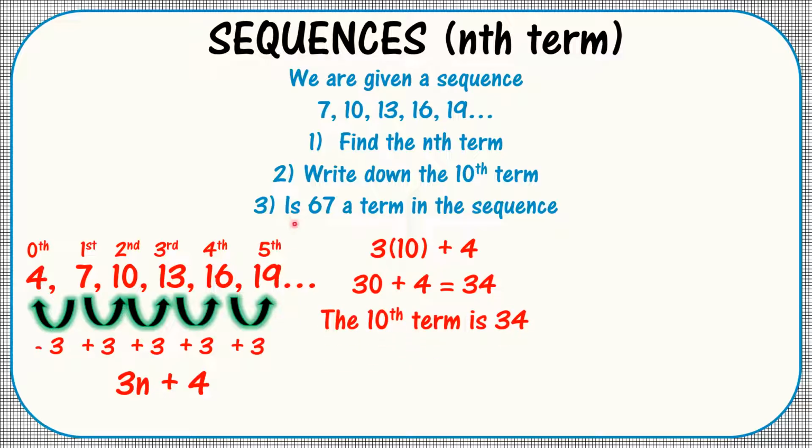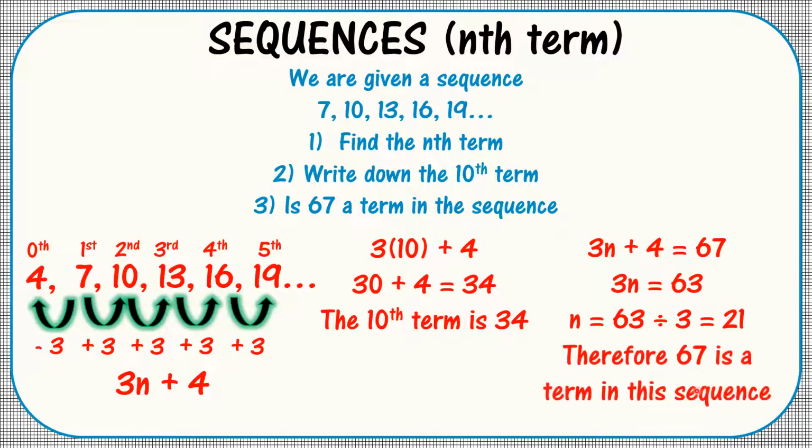The final question, is 67 a term in the sequence? What you would do, you will solve this like an equation. You'd have 3n plus 4 equals 67. You would take this 4 to the other side, so 3n is equal to 63. The opposite of timesing by 3 is dividing by 3. Therefore, n is equal to 63 divided by 3, which is equal to 21. Because this is a whole number, we can therefore say that 67 is a term in this sequence.